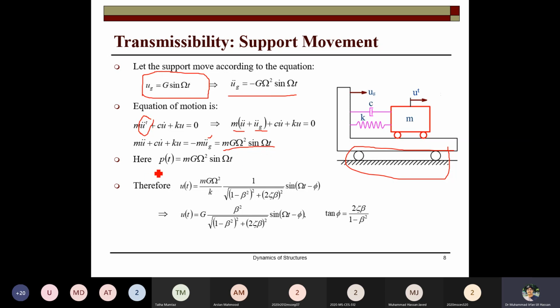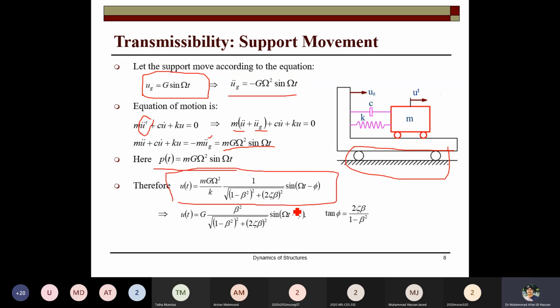So here this is m g. G is basically the amplitude of the ground vibration. Omega square, where omega is the frequency of the ground vibration. And so in this case, this is the ut. This becomes the response of the system when it is subjected to the ground motion.